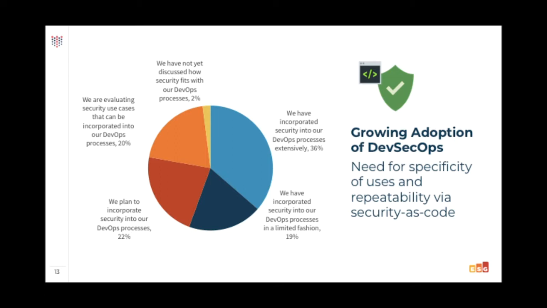But with that said, we still have a number of organizations that are in their planning stage. And they're like, yep, we're definitely going to incorporate security and DevOps processes, but we're still planning. And that's 22%, another 20% that are saying, I'm evaluating the use cases. If we couple those respondents with those that have only incorporated security into DevOps in a limited fashion, I would argue that there is a need for a prescriptive approach around DevSecOps, around secure DevOps use cases, and repeatability via security as code.